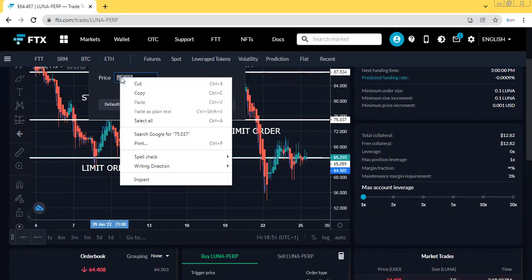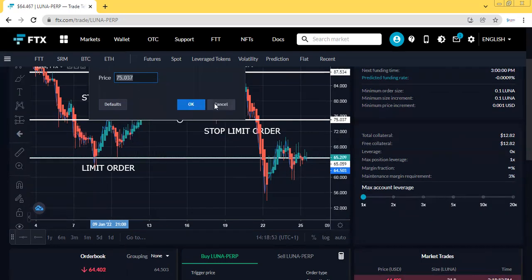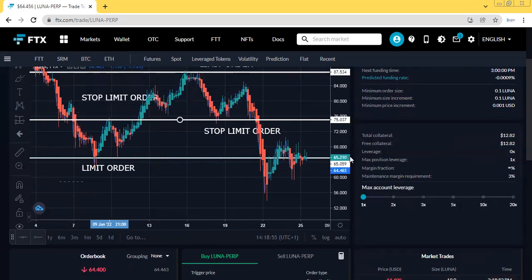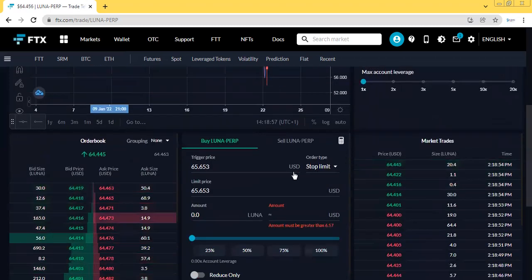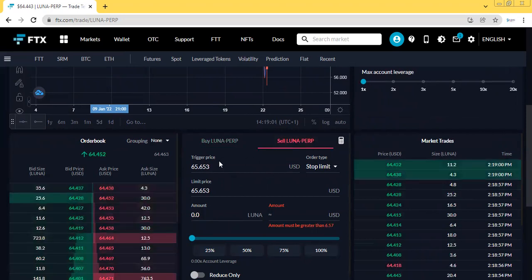This is a stop limit order. Okay, I've copied it. A set stop limit order. I'm doing a set stop limit. Press it to set a stop limit order.